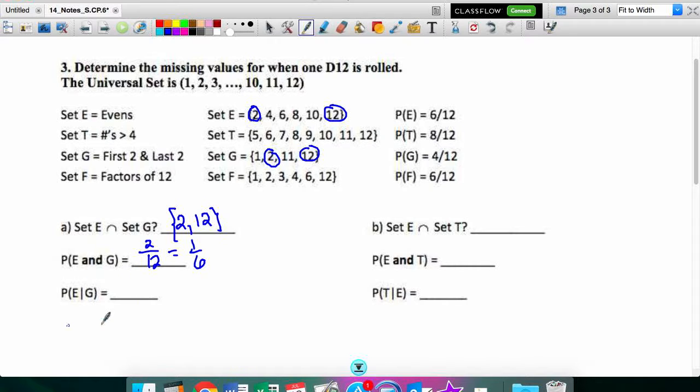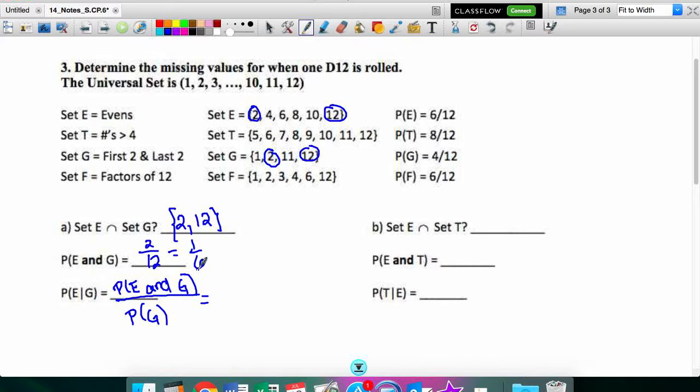Okay, so now let's go ahead and calculate the conditional probability. Probability of E given G. As I had mentioned, I think of this as the AND over the second letter. So I'm going to find the probability of E and G, conveniently found on the line right above, and divide that by the probability of the second letter, G, which is conveniently listed up above. So the probability of E and G, as I had mentioned, we just did before.